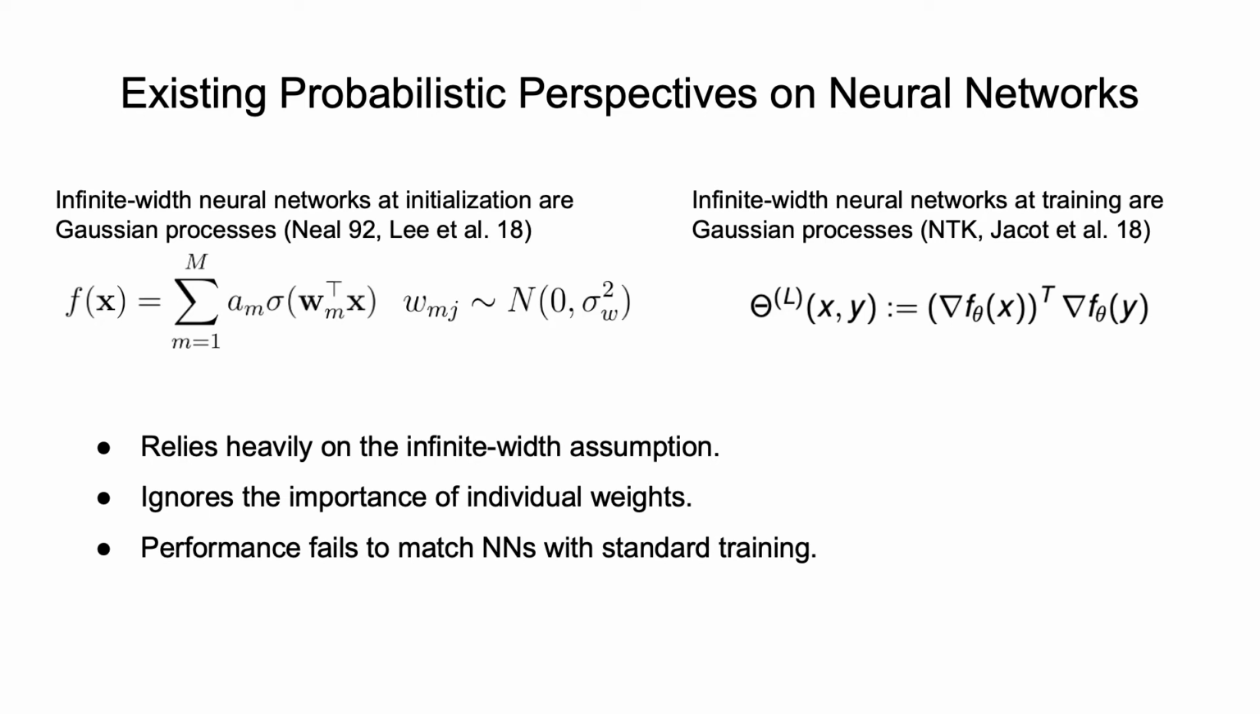There are emerging probabilistic perspectives trying to explain neural networks. The Neural Network Gaussian Process states that infinite-width neural networks at initialization are Gaussian process priors. And the Neural Tangent Kernel explains the training dynamics of infinite-width neural networks. So they have achieved great successes, for example, to explain the global convergence of neural networks. They rely heavily on the infinite-width assumption and ignore the importance of individual weights. Empirically, it is observed that their performance fails to match neural networks with standard training procedure.